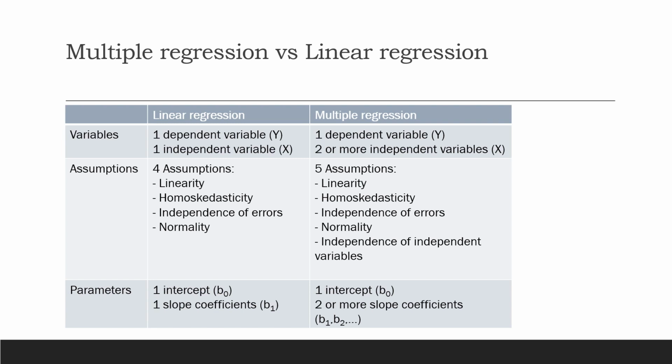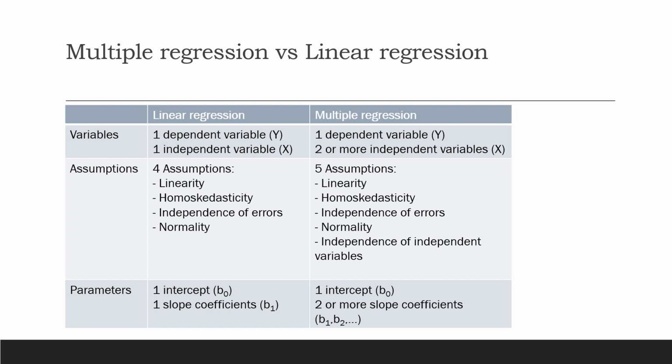As you can see on the table, linear regression is different from multiple regression in terms of the number of variables, the number of assumptions, and the number of parameters. Sounds interesting, right? And obvious as well. With linear regression, you have only one dependent variable and one independent variable. But for multiple regression, you have one dependent variable, but two or more independent variables.